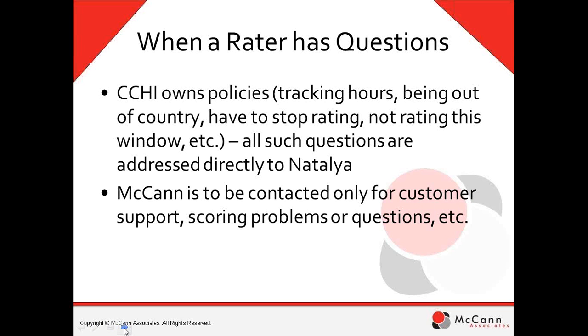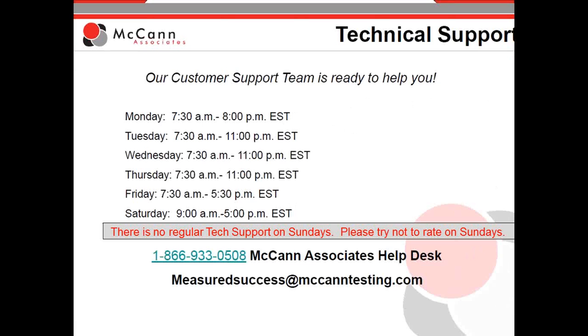McCann is to be contacted only for customer support, scoring problems, or questions specific to the scoring process itself. The contacts for McCann are included in the same deck in the next couple of slides.